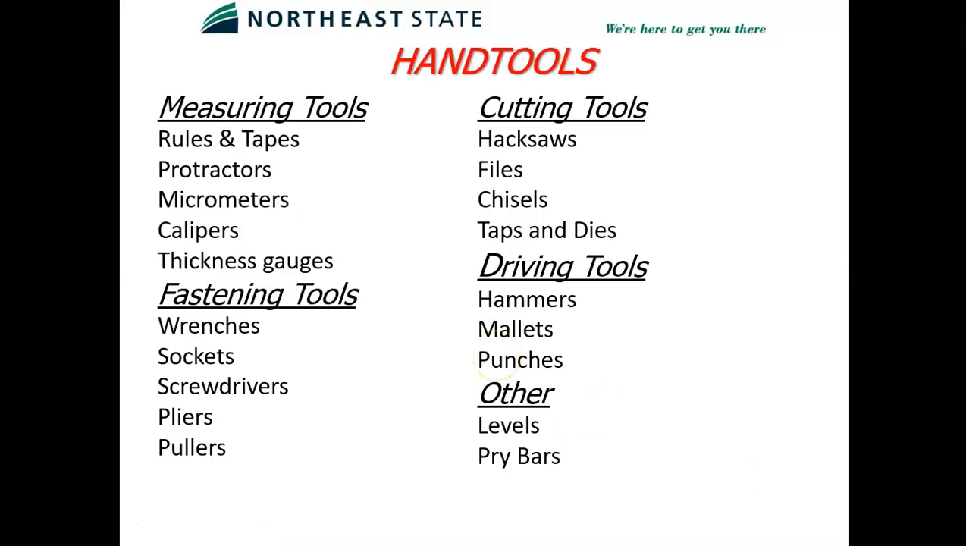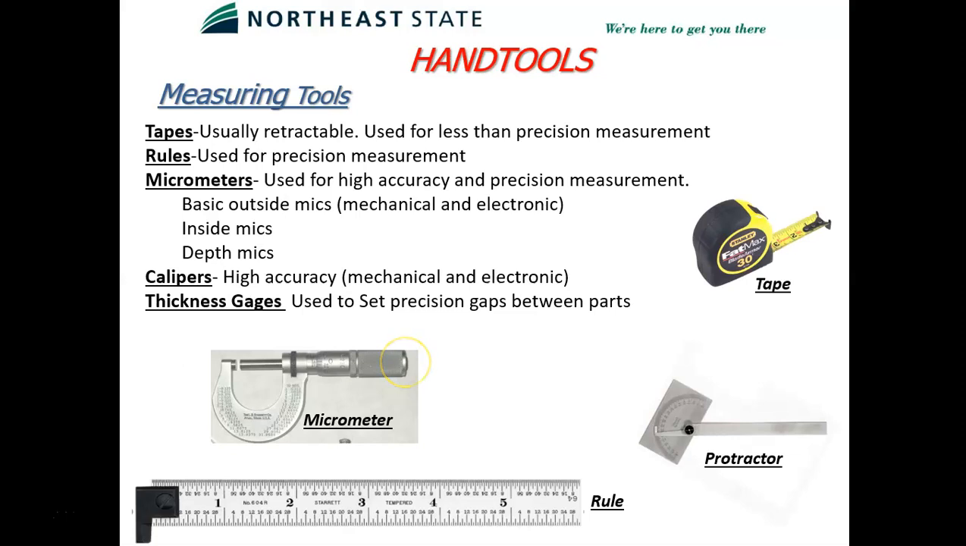Okay, here are the categories we're going to be looking at: the measuring tools, fastening tools, cutting tools, driving tools, and things that are listed in the other category. So measuring tools, we're not going to get way in depth into measuring tools in this hand tool section. We've got a whole section devoted to precision measuring, where we're going to cover all these things again. This will be a kind of introduction to what they are.